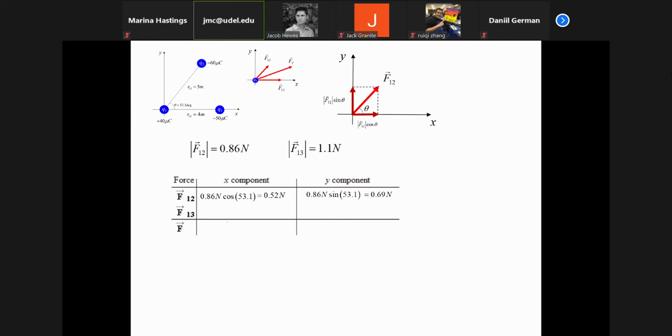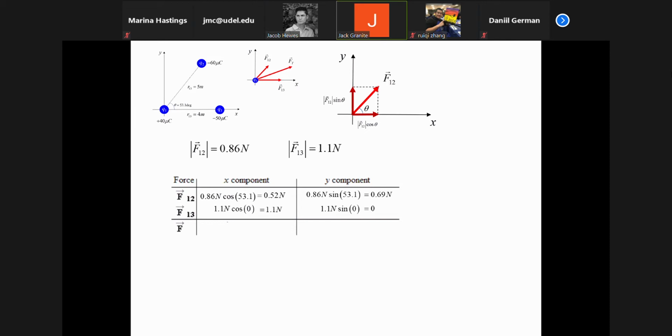So for the other case, since the force as a result of Q3 lies on the x-axis, this is a pretty easy one to do. The angle is 0, being that the angle is with respect to the x-axis. And cosine of 0 is 1, so the x component for F13 is 1.1 newtons. And of course, sine of 0 is 0, so there's no projection onto the y-axis.